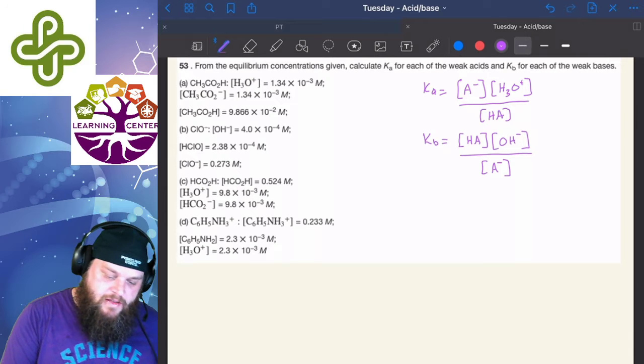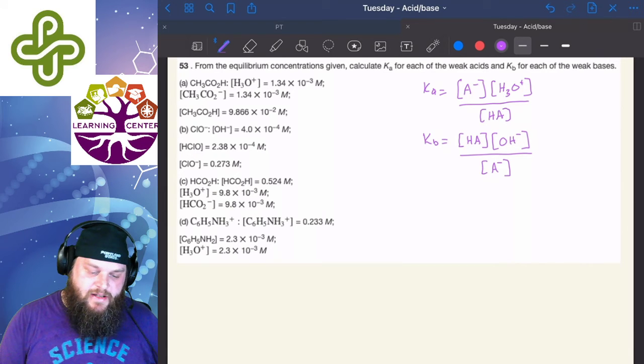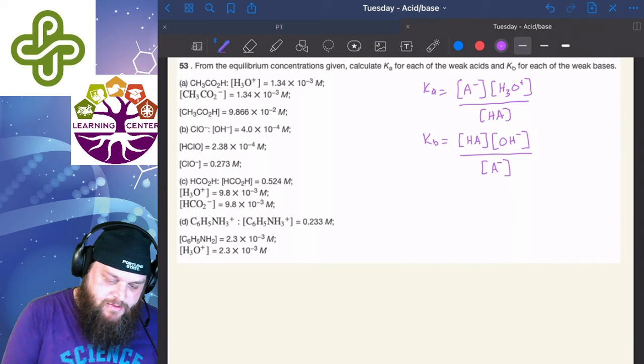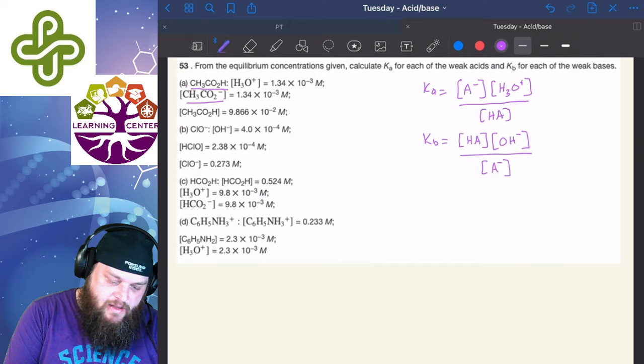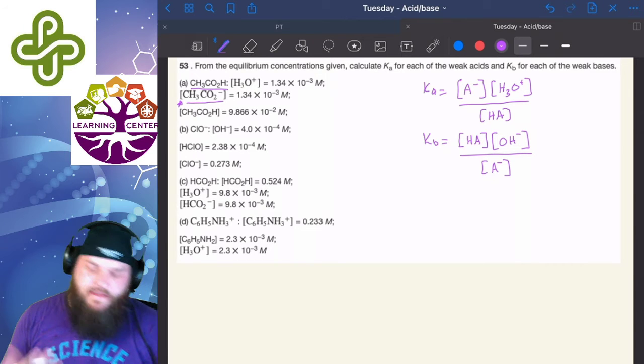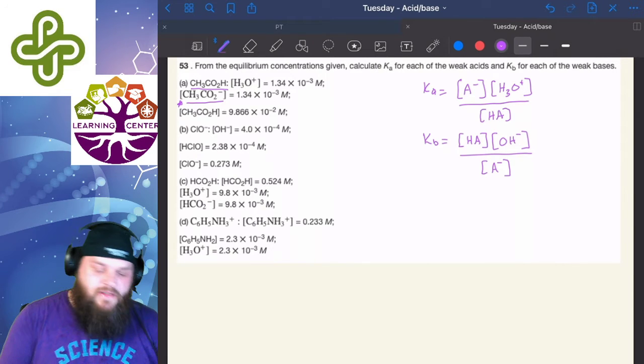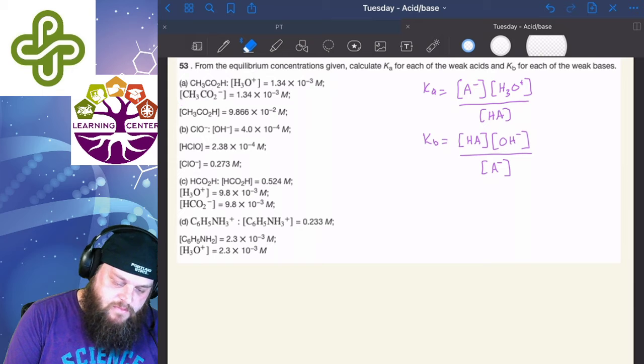Just looking at these, we can tell which one's the acid, which one's the base, and which one's hydronium. It tells us what we're starting with there. So we can compare that to this one and see that the second one here is missing a hydrogen, so it's got to be our base.